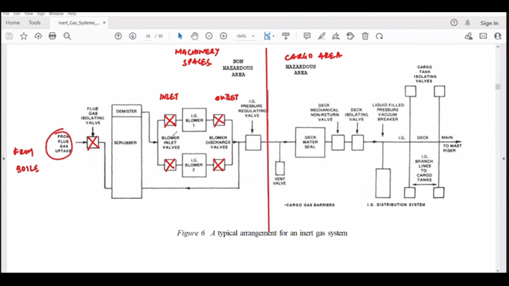And then we have the valves. Then we have the blowers. What are blowers? Blowers are large fans, similar to engine room fans. Engine room fans, everybody has seen. Same like that, these blowers are there in that pipeline. They are going to suck the inert gas which is coming from the scrubber, and push it towards the deck. After that, we have a regulating valve here. After the regulating valve, here we have a vent valve. Then we have a deck seal. Then we have a non-return valve. After that, the isolating valve. Give me a moment, please.